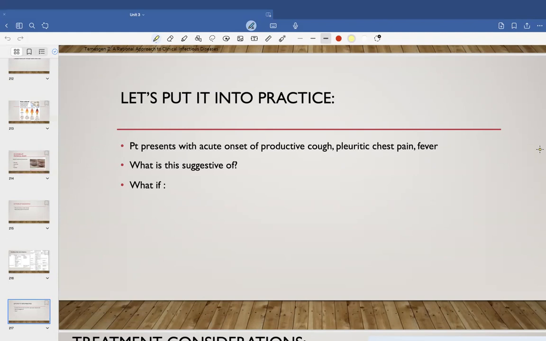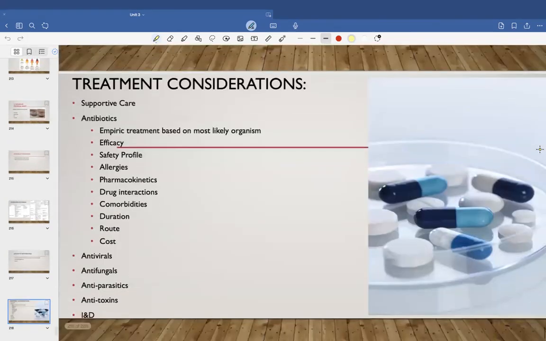So our treatment considerations, basically, for some of those, they're self-limited, need to be supportive care. Others, antibiotics, antivirals, antifungals, antiparasitics, antitoxins, or incision and drainage. And with the antibiotics, I'm not gonna go into depth, but definitely you wanna think about the empiric treatment for the most likely organism, or whatever you're thinking that it is. Safety profile, allergies, cost, the route, can they swallow pills? Are they gonna throw it up? That kind of thing. So definitely keep all of these things in mind.